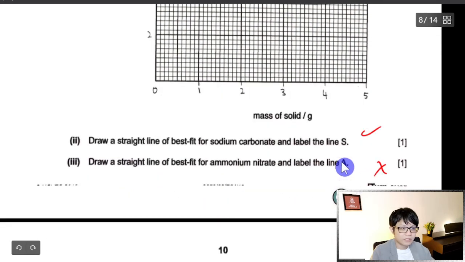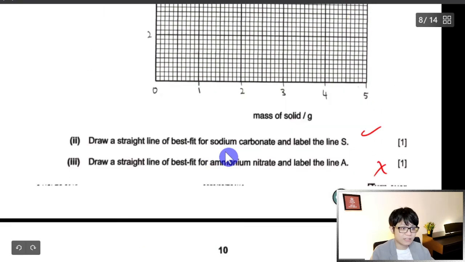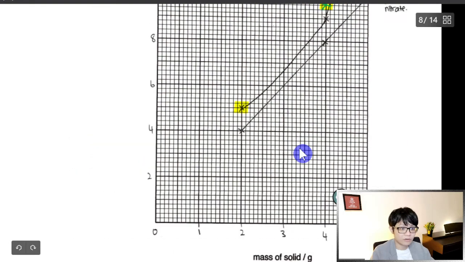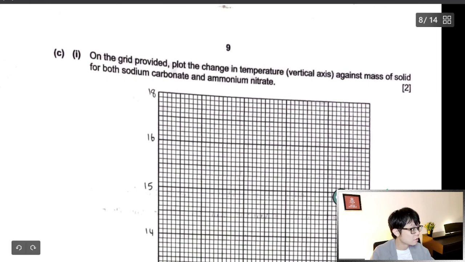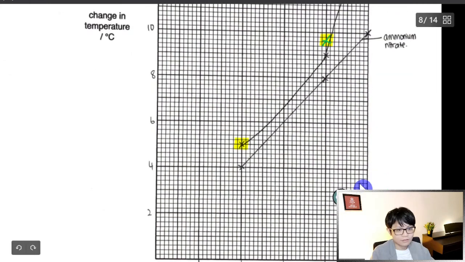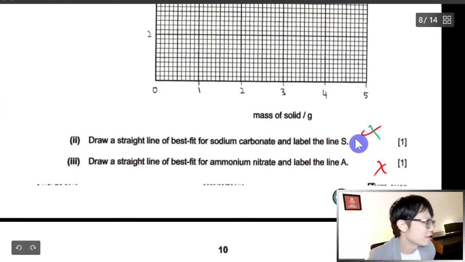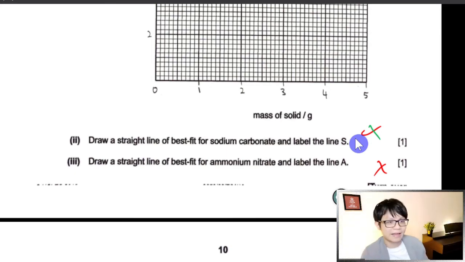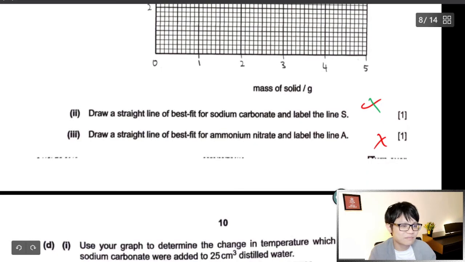Draw a straight line. So you get 1 mark for the S. Draw one straight line and label S. Oh, you didn't label S. Oh my gosh. 0 mark. I labelled a name, but didn't follow the marking scheme, which says must label S. Okay, must draw a straight best fit line and label S. But this is a common mistake that students do lah.